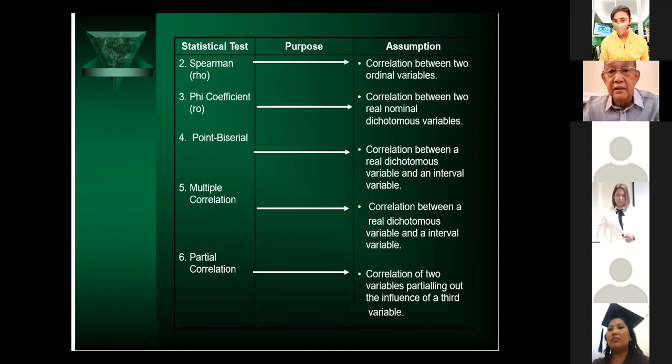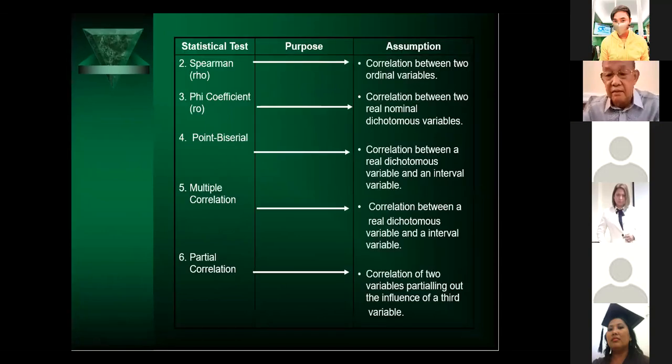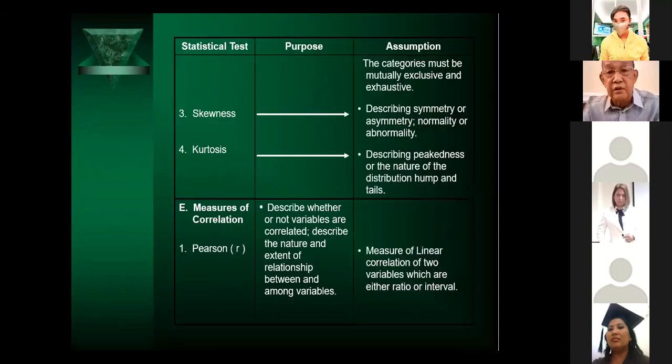Okay. The other thing we would want to present to the group now would be measures of correlation. We have many measures of correlation. Most popularly, we use correlation procedures when the researcher would like to describe whether or not variables are correlated. And if the variables are correlated, the researcher would like to describe the nature, what kind of relationship exists. And finally, you would like to describe the magnitude, extent, or degree of relationship existing between and among variables. We have many correlation statistics we can use.